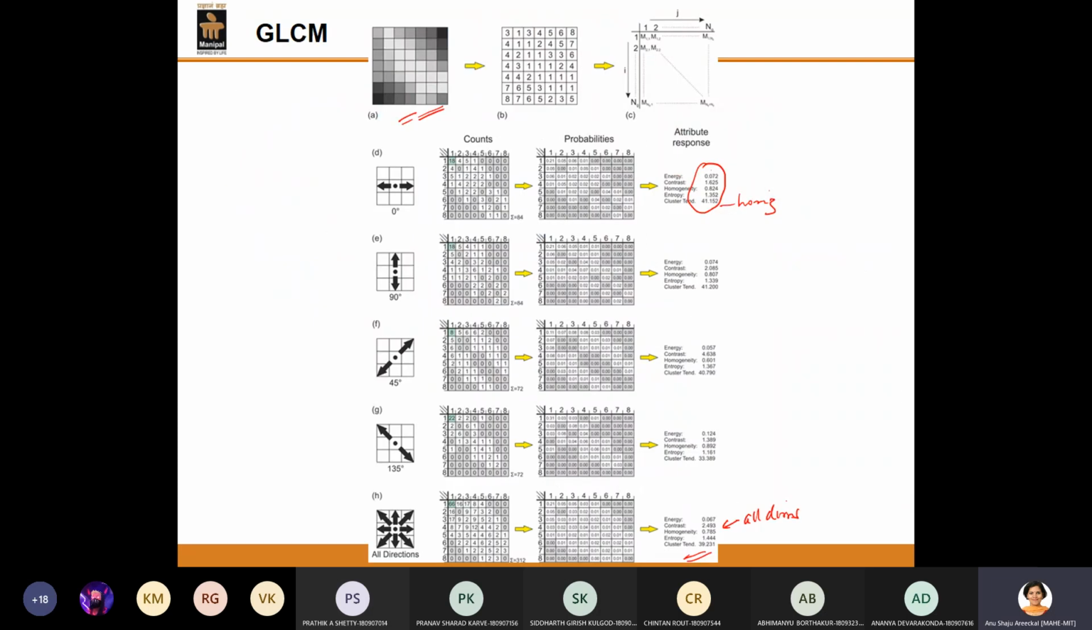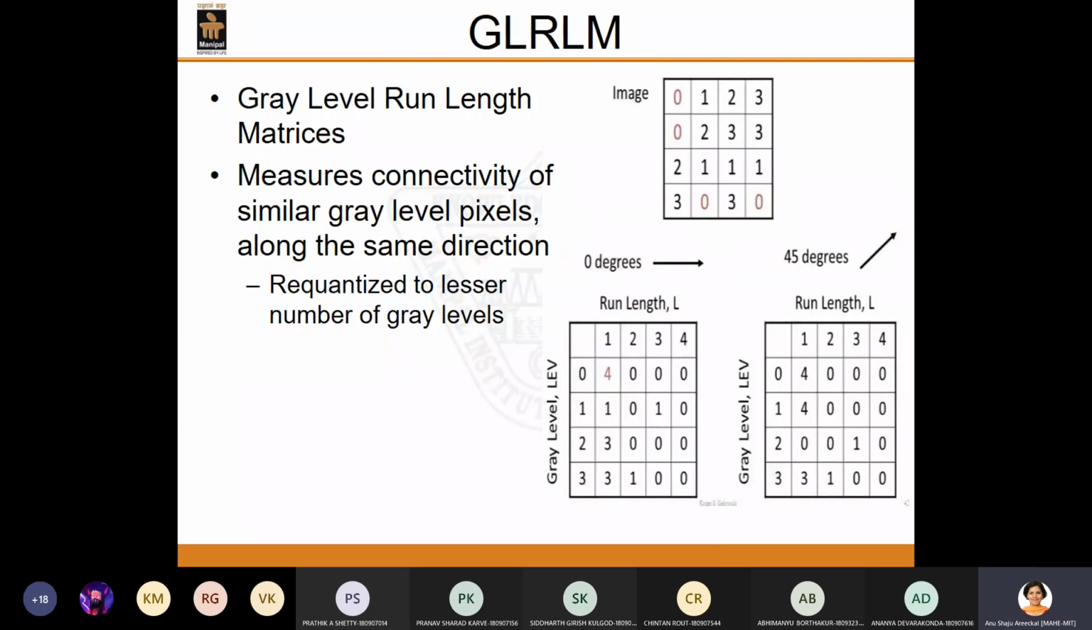Okay, so before we move further to GLRLM, are there any doubts regarding GLCM? Okay, so I assume that you do not have any doubts.